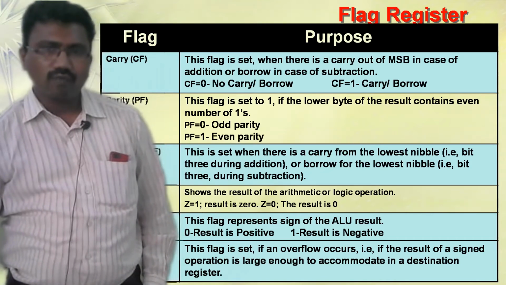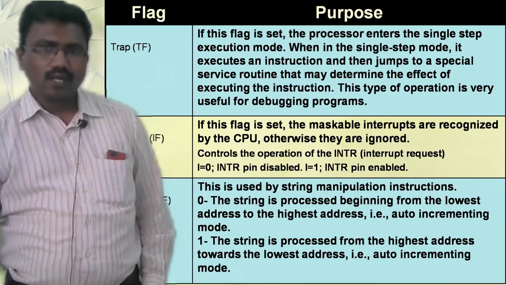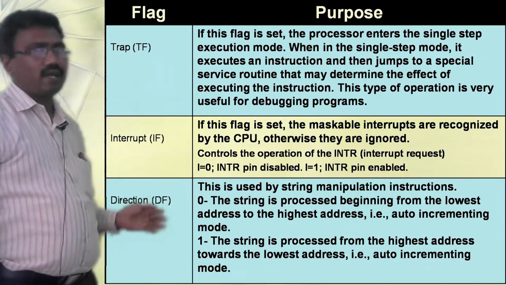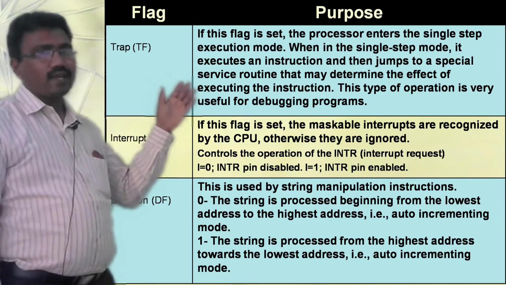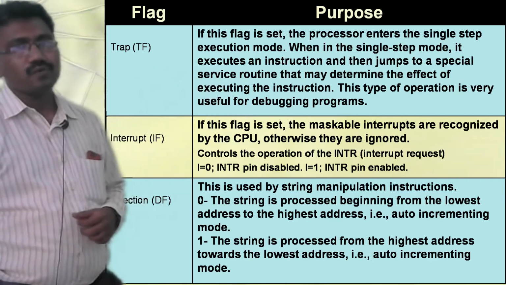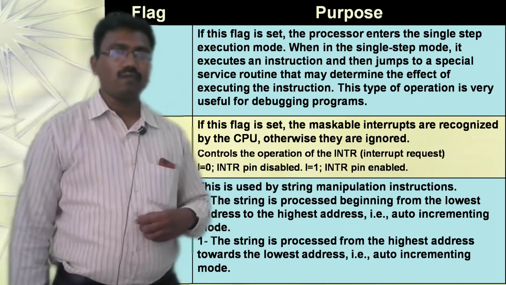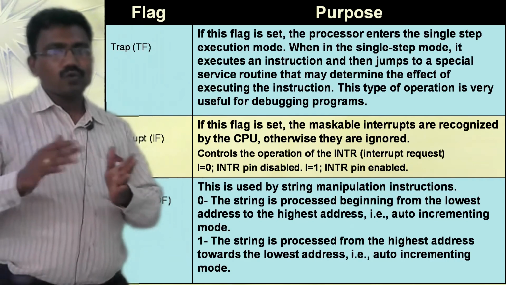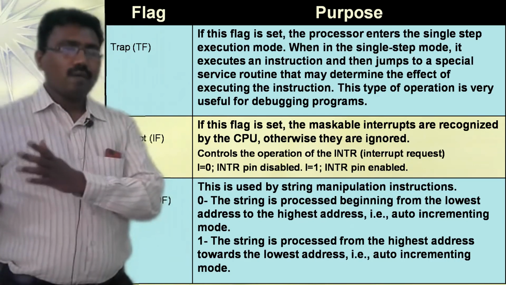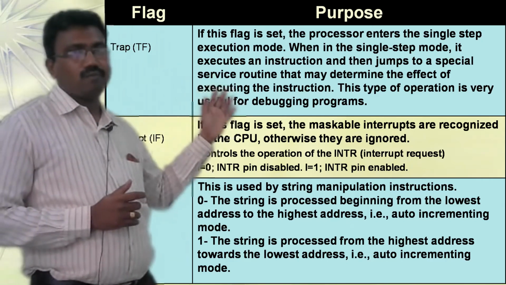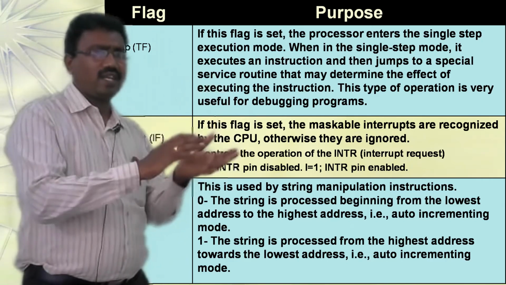Next, coming to control flags. There are three control flags: trap flag, interrupt flag, direction flag. What is the trap flag? If the trap flag is equal to 1, then the processor enters into single step execution. It executes the instructions one by one. After execution of one instruction, control goes to the trap interrupt service routine. Basically, it is useful for debugging the program. After execution of every instruction, it will check whether any errors occur or not.